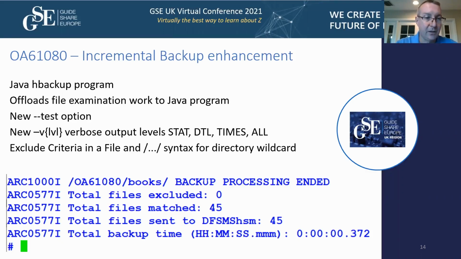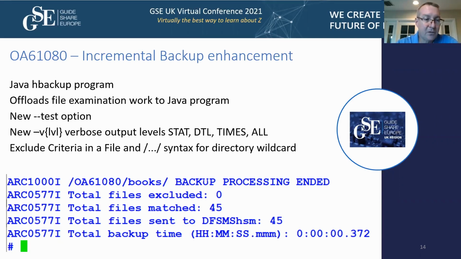So this follow-on APAR, we shipped it on 2.3 and above. It introduced this Java program, and all that examination work is done in the Java program. That allows you to utilize any zIIPs that you have, or just get that processing out of the HSM address space. Any files that it finds in need of a backup, it then sends over to the HSM address space for the actual backup. So it seems like it works pretty good.